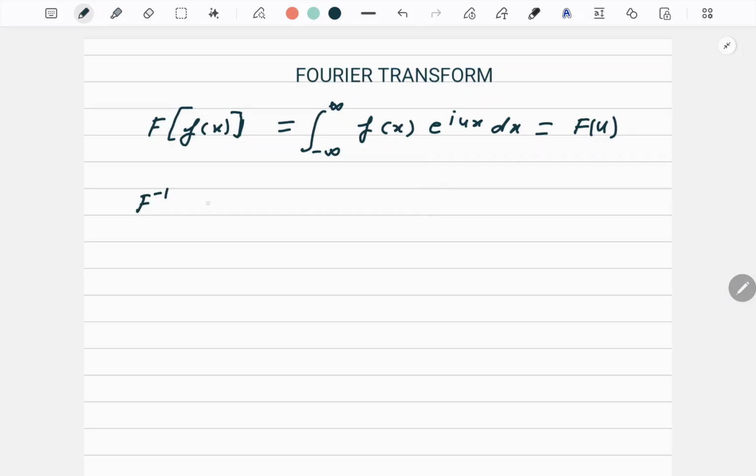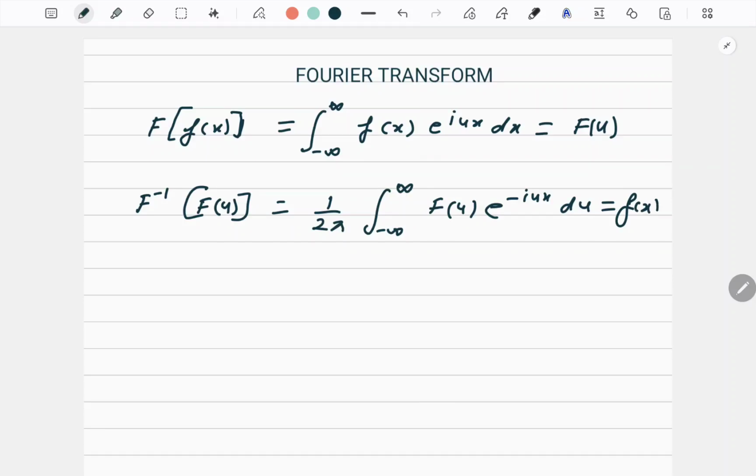So the inverse of F(u) is equal to 1 upon 2 pi times the integral from minus infinity to infinity of F(u) e to the power minus iux du, which will give you f(x). Usually this inverse formula is used when you are asked to derive certain extra results in the questions. But in this video I will do direct questions where I will be finding only the complex Fourier transform. I will be covering very basic and simple questions so that the concept is very clear to you, right? So now let us start with the questions.